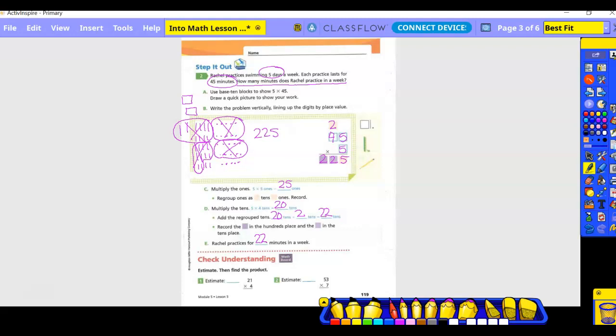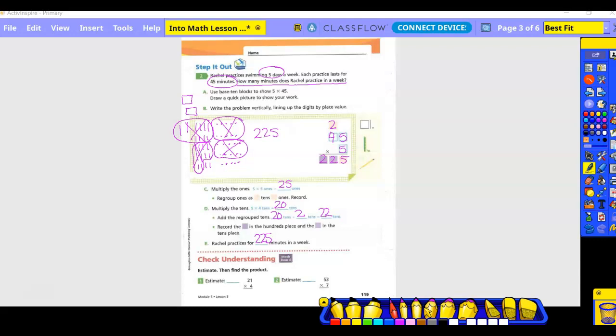So now we're going to do it the vertical way, okay, not with partial products, not with base 10 blocks, not with boxes, okay? We're going to do it the vertical way, like we've been doing on our buckets. And I forgot my 5 there, so 225 minutes in a week. Check understanding, estimate, then find the product. We need to estimate first.